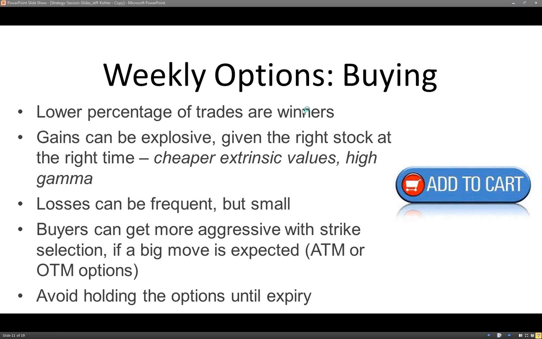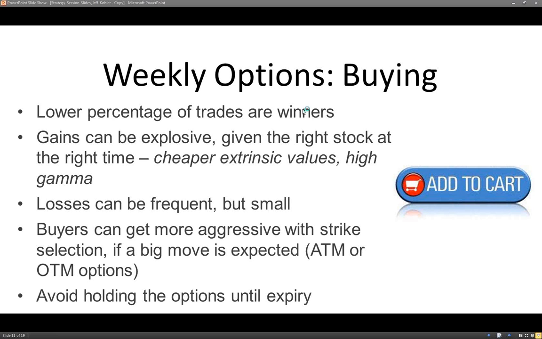So losses are going to be frequent, but they can be small. Because these options are cheap, you're only going to lose premium. And even if you use stops or have some kind of alternative selling strategy, you can't lose more than what you put in. But generally, your winners are going to be more than what you're losing.